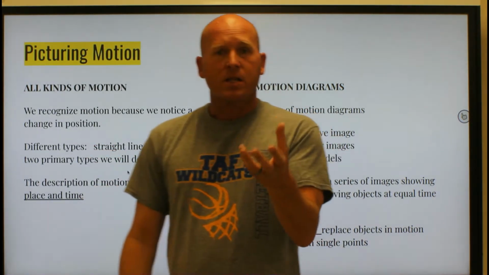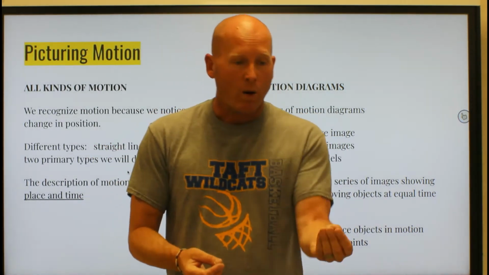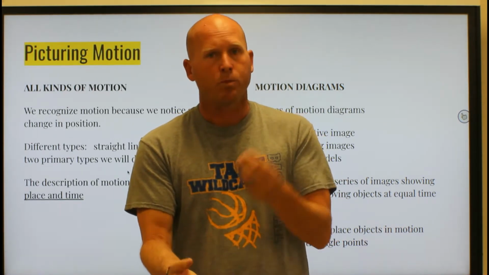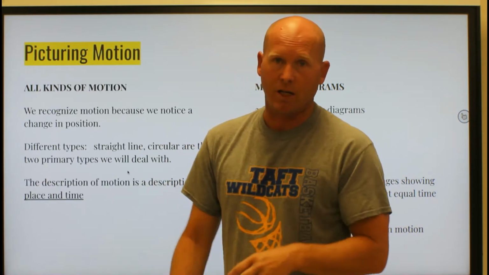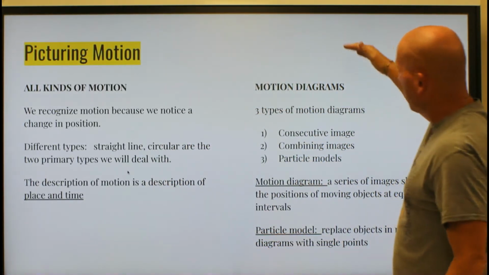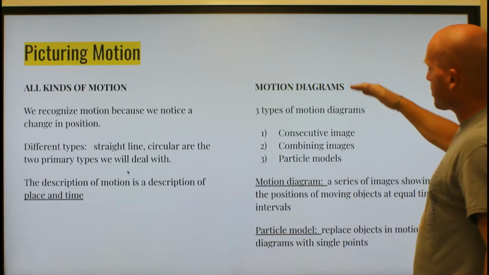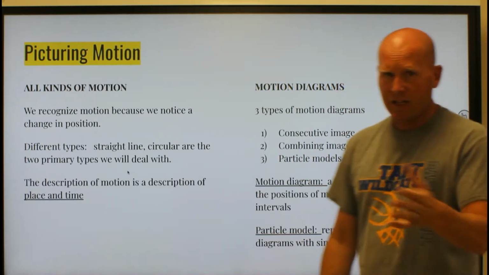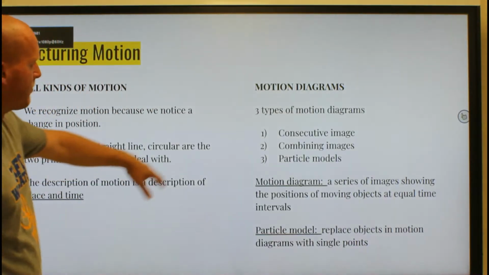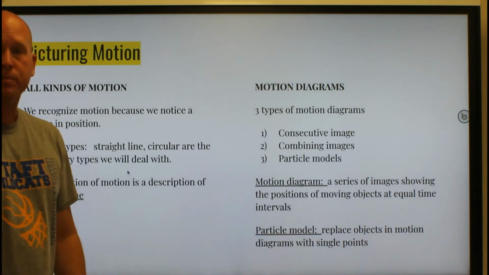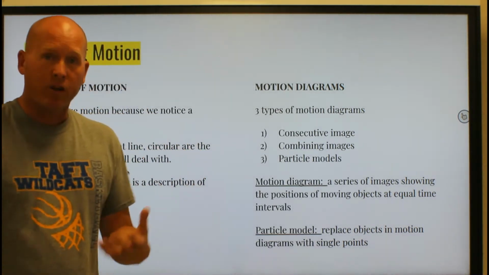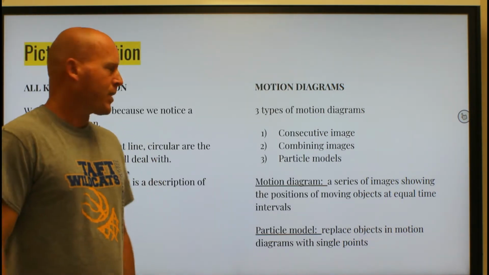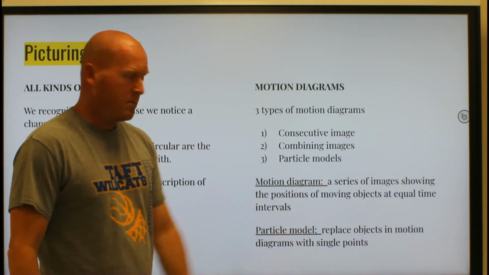So, what is motion? Basically, motion is a description of where we are at what time. Place and time are going to be two very key factors in understanding motion. Now, we're going to look at some motion diagrams. There's three main types. You have what's called consecutive image diagrams. We'll take a look at what those look like in a second. We have combining image diagrams, and we also have particle models. Actually, one of the first labs you're going to do virtually, which is going to be kind of interesting, is one that deals with the particle model.